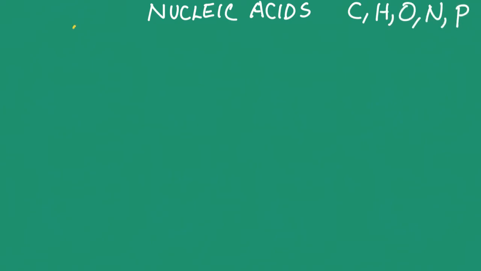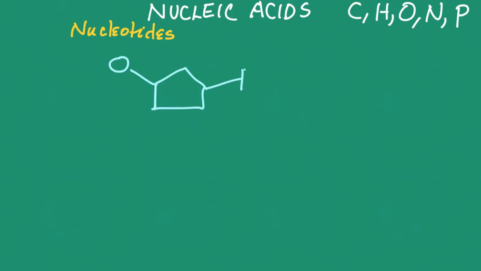The fourth class of biological macromolecules are nucleic acids. The nucleic acids are made up of carbon, hydrogen, oxygen, nitrogen, and phosphorus. The building blocks of nucleic acids are nucleotides. Each nucleotide is made up of a phosphate, a sugar, and a base. There are four kinds of bases: adenine, guanine, thymine, and cytosine.